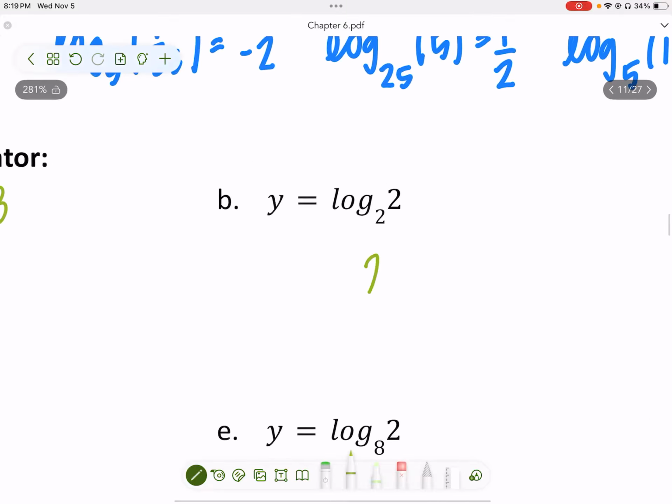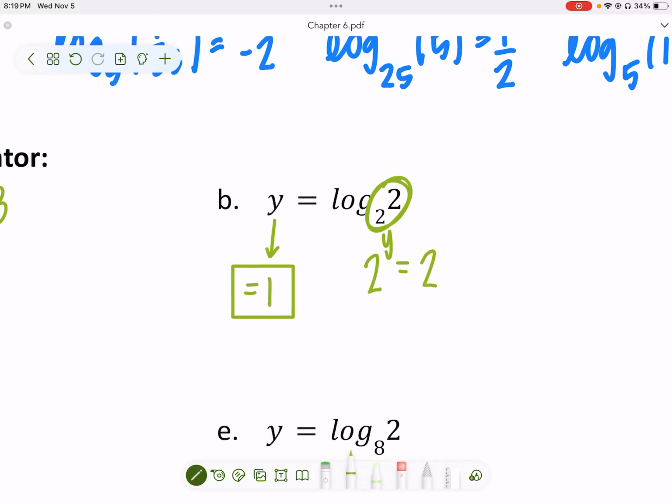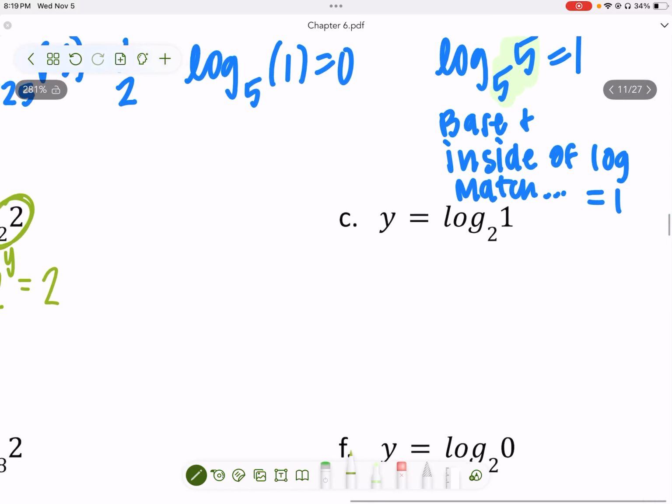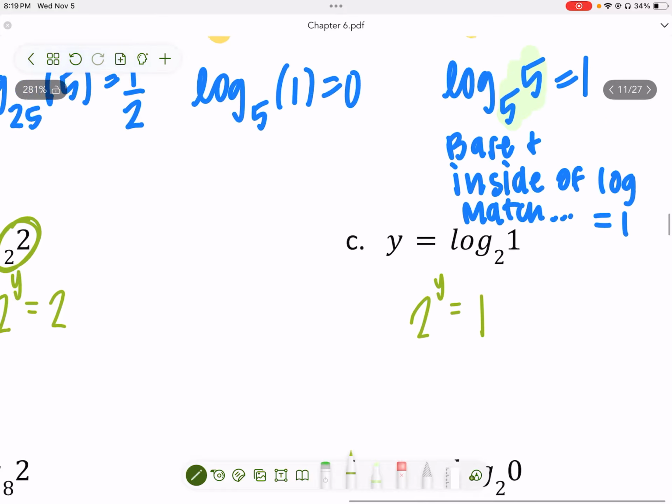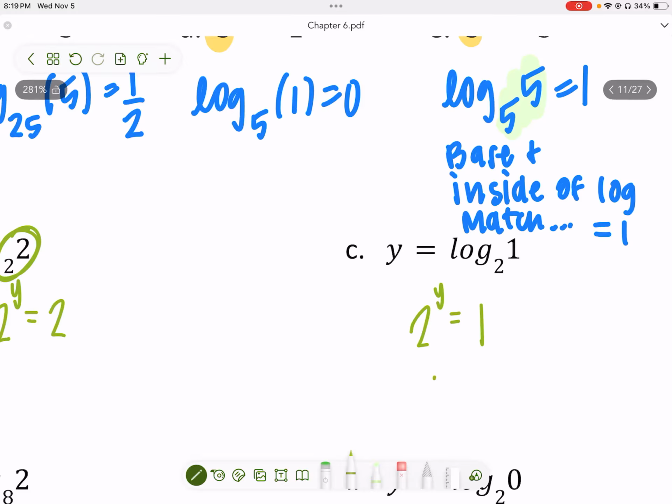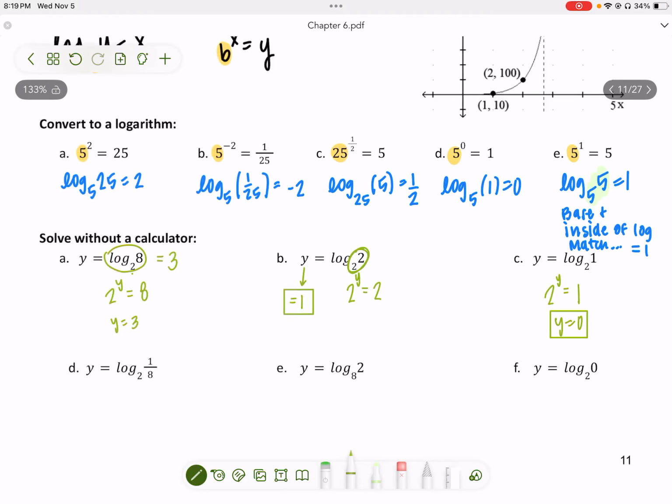Here, we're basically saying 2 to some power equals 2, right? And I just talked about how if these match, the answer is always going to be 1. So we know that 2 to the power of 1 is always going to be 2. Here, we're saying 2 to some power is going to equal 1. We also know, based on what we've talked about, that anything to the power of 0 will always equal 1. And again, we're writing these things as logarithms, but essentially what we're doing is we're solving exponentials. They just look a little different.